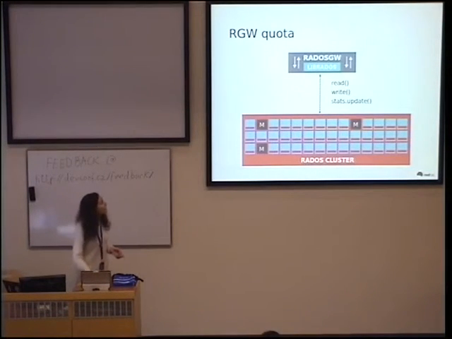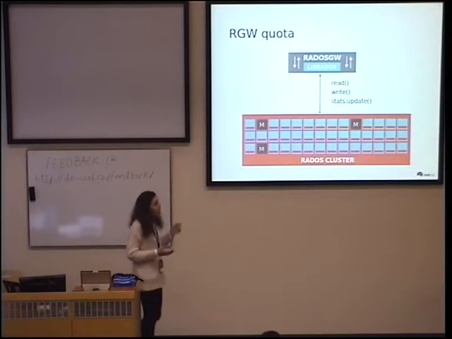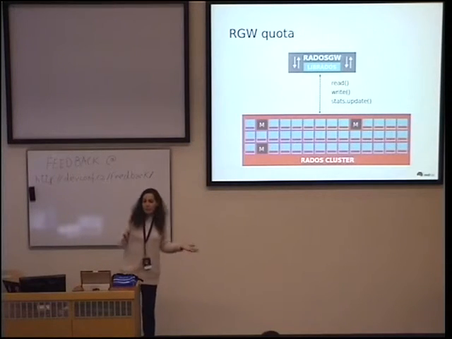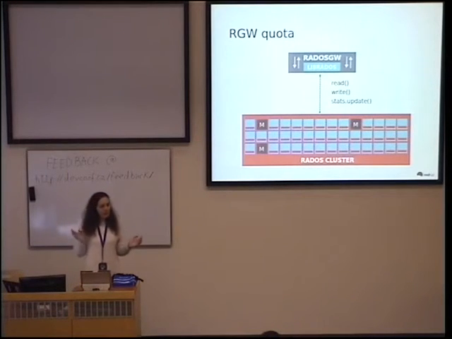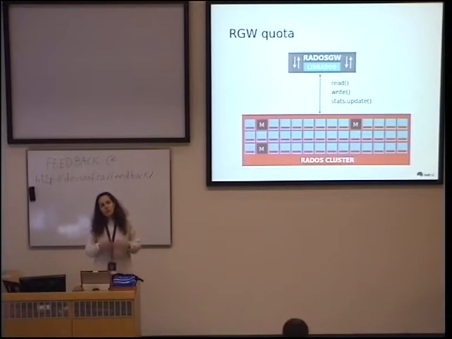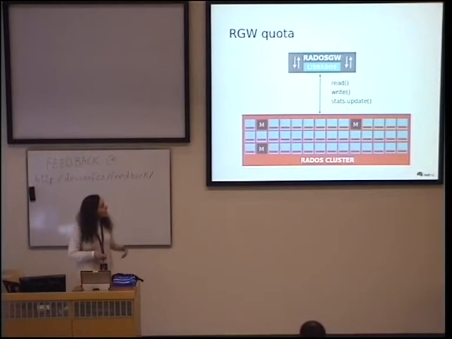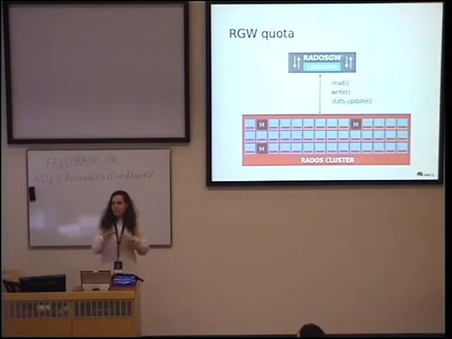Okay. The next part is quota. We are talking about a distributed system. We have quota per user and quota per bucket. That means every time a user writes an object, we need to update its quota, and it could be from any gateway in the cluster. And we have several. So if each gateway would update the quota itself, then we would need some locking.